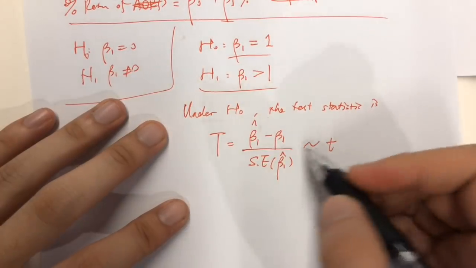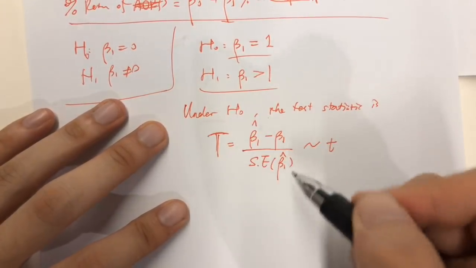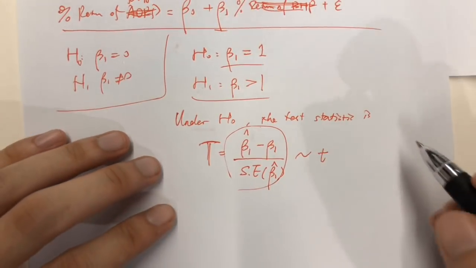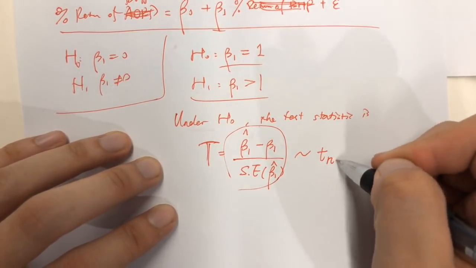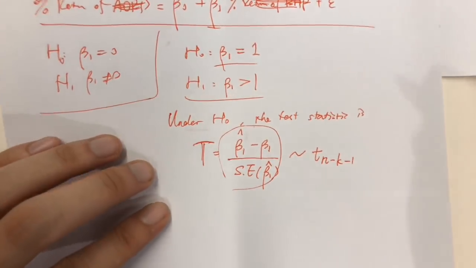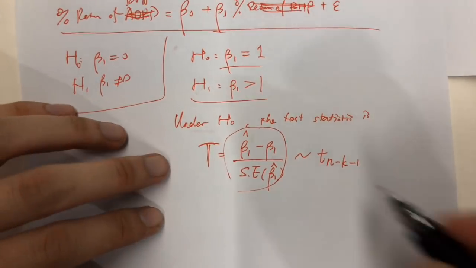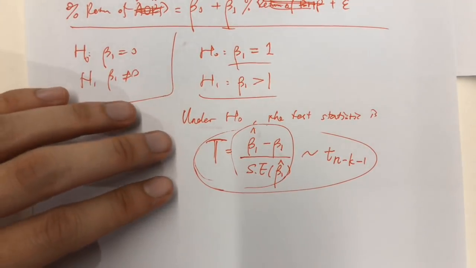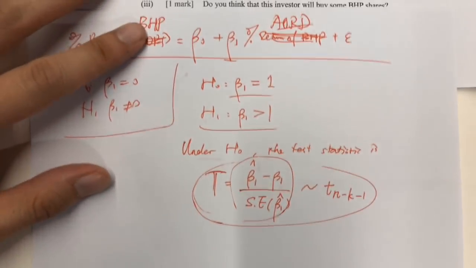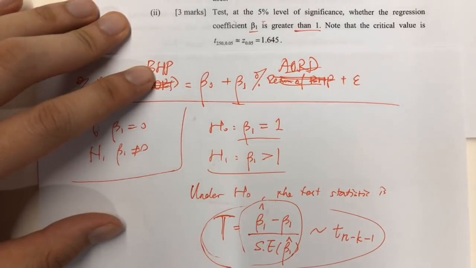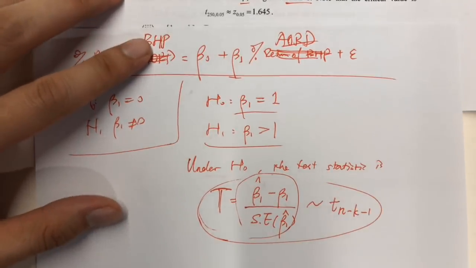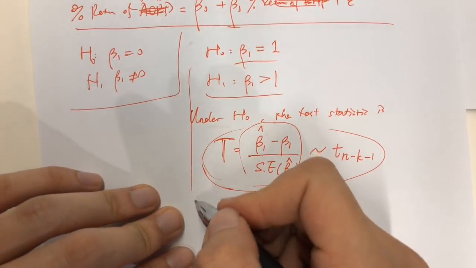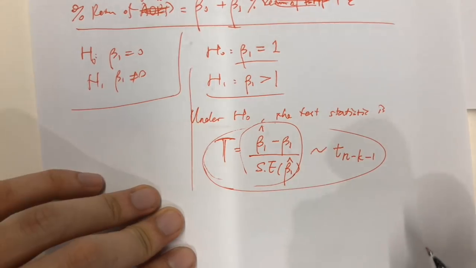Okay. All right. So this is the test statistic, and it follows what distribution? A T distribution with degrees of freedom n minus k minus 1. Okay. So this is how we construct our test statistic. And hopefully you all remember it or put it in your cheat sheet. Okay. And next, we need to state our decision rules, right?